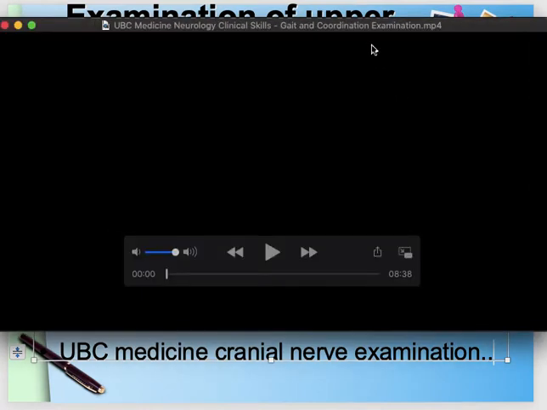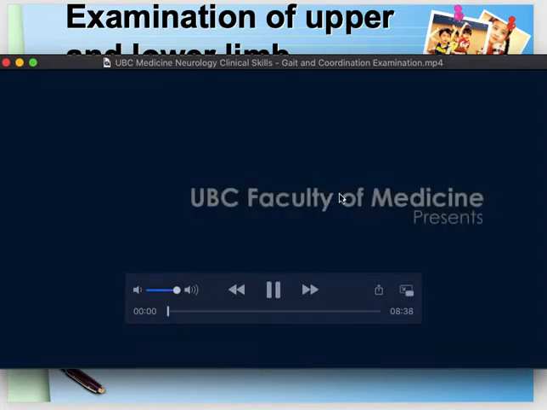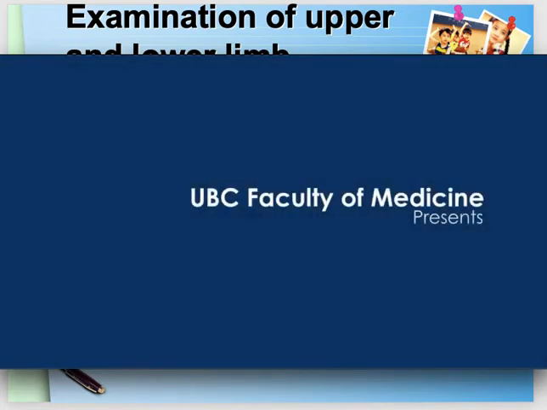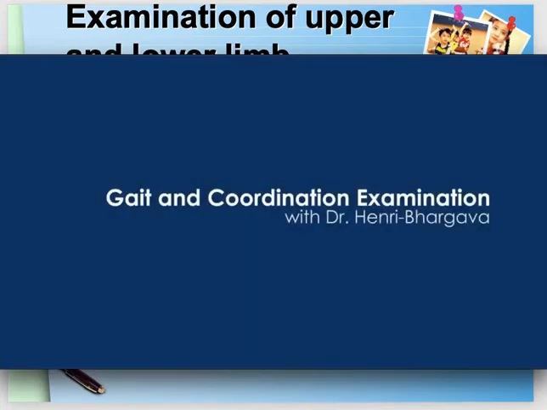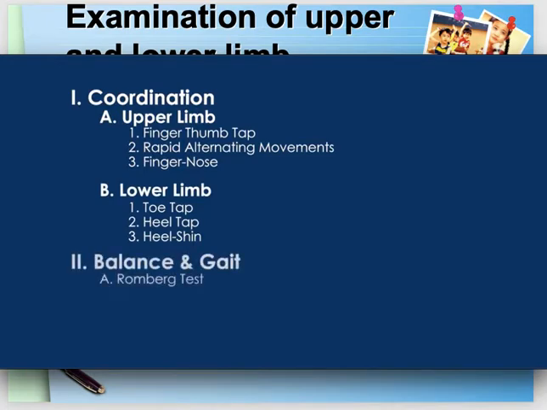This one is about gait and coordination examination. We will start with an assessment of upper and lower limb coordination, then proceed to assessing balance with the Romberg test, and finish our exam by examining gait.